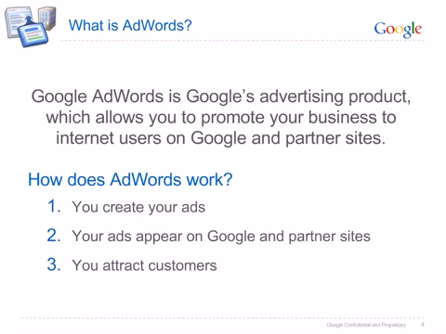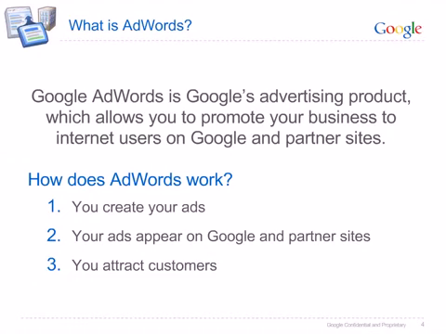But how does it work? Firstly, you create your ads and choose keywords, which are words or phrases related to your business. Then your ads appear on Google and partner sites. When people search on Google using one of your keywords, your ad may appear next to the search results. So you're advertising to an audience that's already interested in what you have to offer. Then you attract customers. People can simply click on your ad to visit your website, make a purchase, or learn more about you. It's that easy.